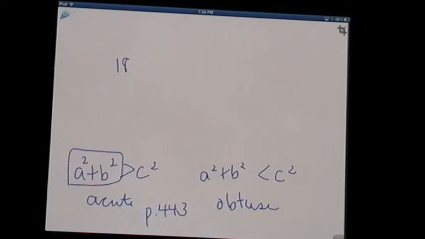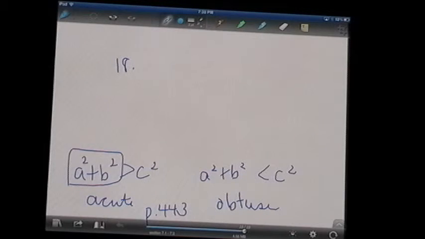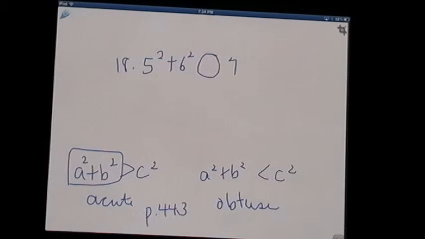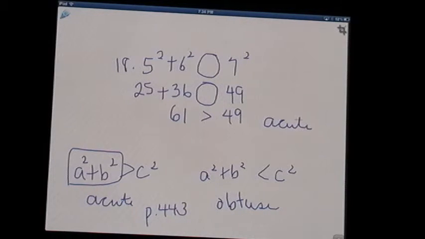Okay, so 5, 6, and 7, what kind of triangle is that? Using our Pythagorean theorem, we would say 5 squared plus 6 squared, and we're just going to put a circle here because we don't know, 7 squared. Okay. 49 is 7 squared. 6 squared is 36. And 5 squared is 25. 25 plus 36 is 61. And 61 is greater than 49. So this is an acute triangle.